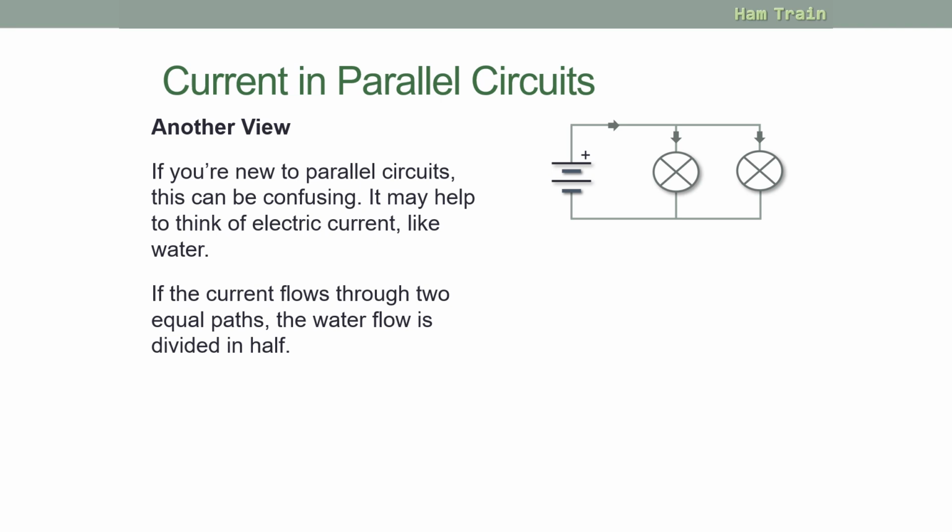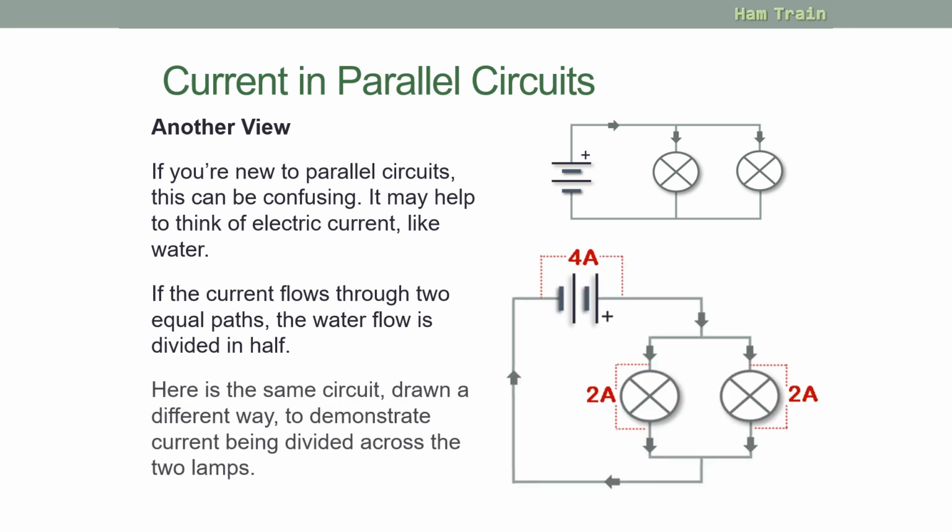We could look at the same circuit in a different way. Exactly the same circuit, just drawn a slightly different way. So let's say this circuit is 4 amps. As the current leaves, it splits into 2. 2 amps goes that way, 2 amps goes that way, and back at this point it's back to 4 amps again. Exactly the same, just being split in 2 places.